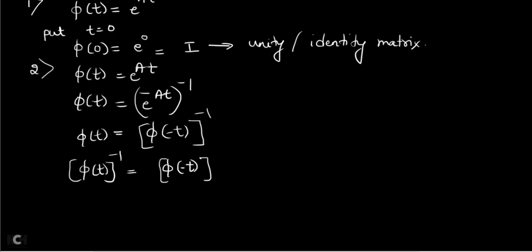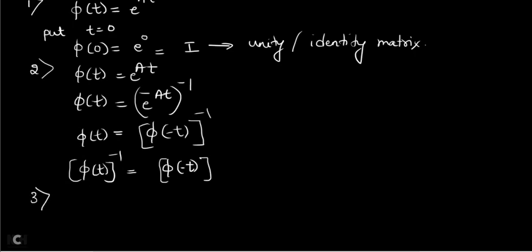So that means what you understood is that the inverse of a state transition matrix is nothing but the state transition matrix only, wherever t is there you should substitute t as minus t. How to find the inverse of a state transition matrix? Simply wherever t is there in the state transition matrix, you put t equal to minus t, then that itself is your inverse of the state transition matrix. That is the meaning of the property.